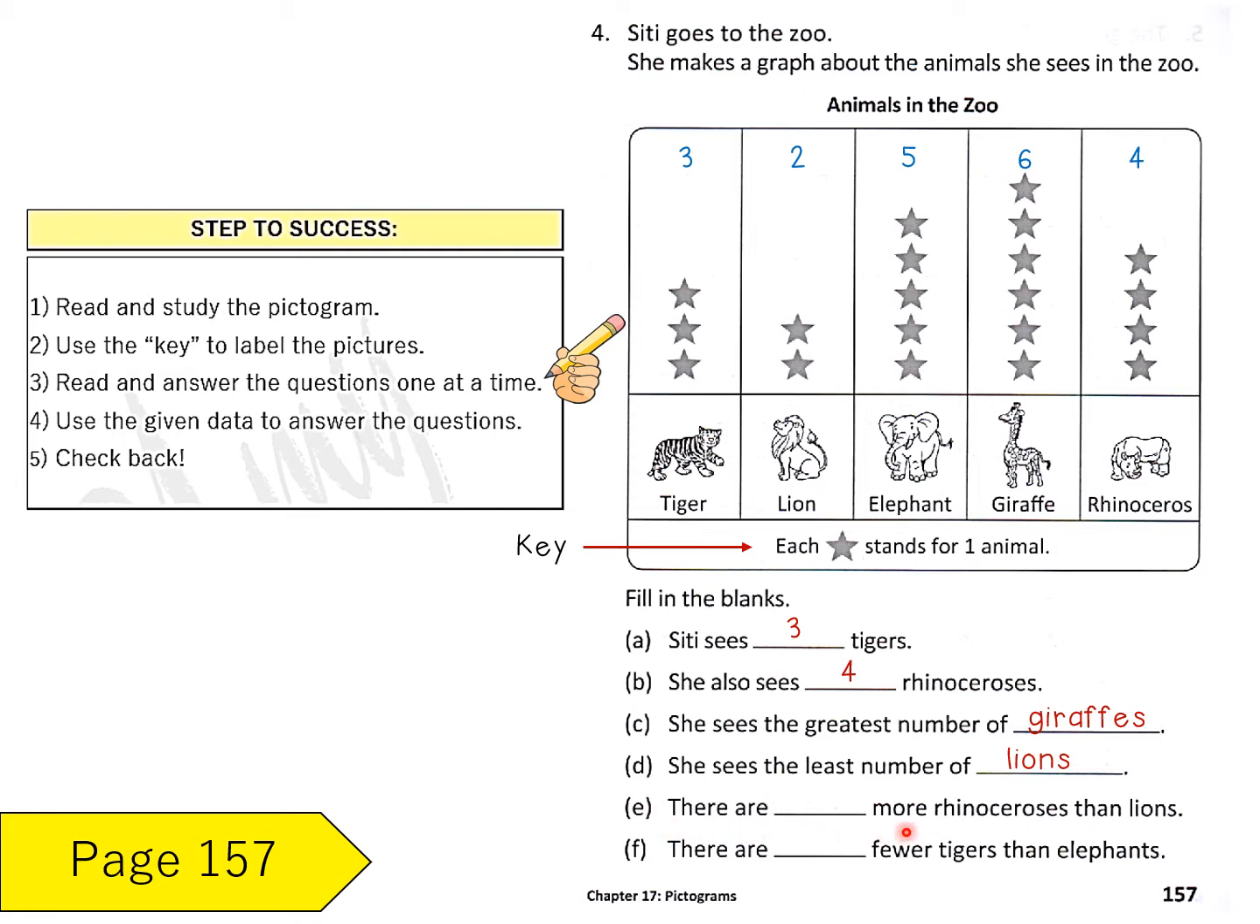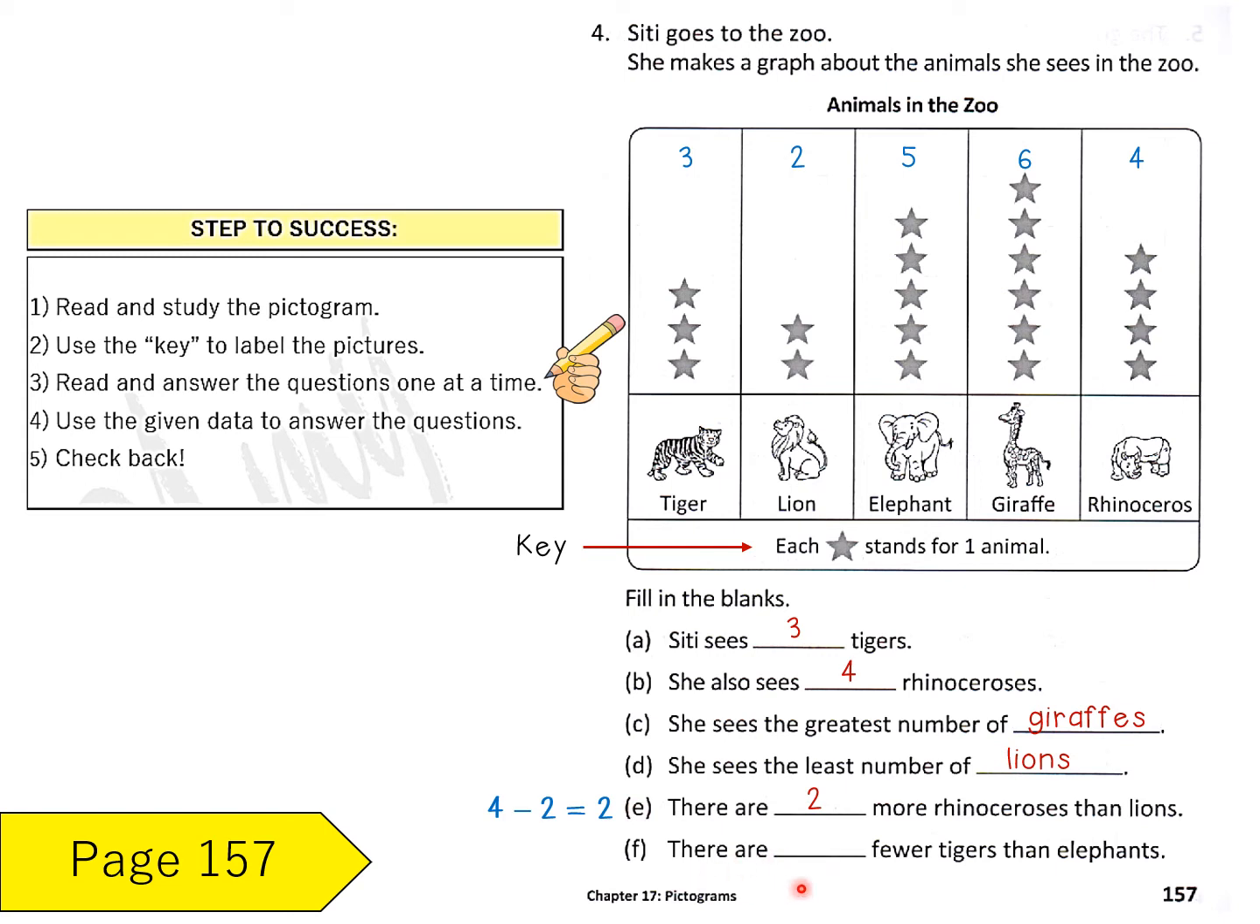Next, finding difference question. There are how many more rhinoceroses than lions? So we are going to look at rhinoceros and lions only. Rhinoceros, there are 4. Lion, there are 2. So what do we do with these 2 numbers? Subtract. So we have to find the difference. 4 minus 2 equals 2. So put your working either here or on this side. Okay, show your written working.